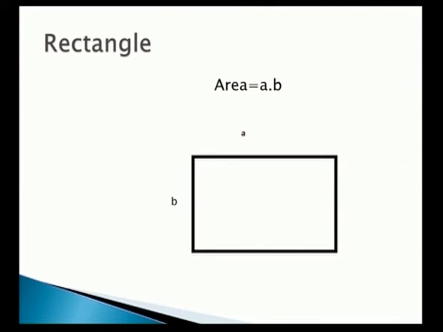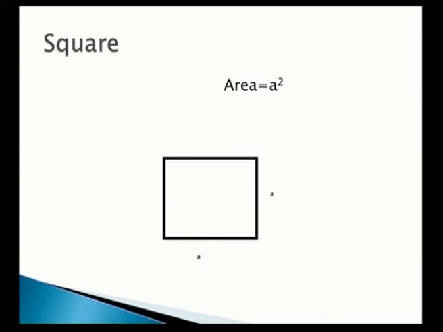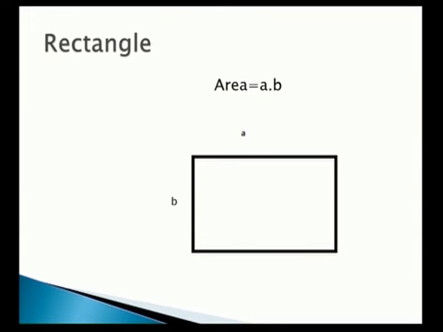Then rectangle. In a square, all the sides are equal, but in a rectangle, opposite sides are equal in length, and all the angles are equal to 90 degrees. In a square also, all the angles are equal to 90 degrees. In a rectangle also, all the angles are equal to 90 degrees. But the basic difference between square and rectangle is that opposite sides are equal in length in a rectangle, but in a square all the 4 sides are equal. Here, to find the area of a rectangle, the length and breadth of the rectangle are multiplied, so that you will get the area of the rectangle.